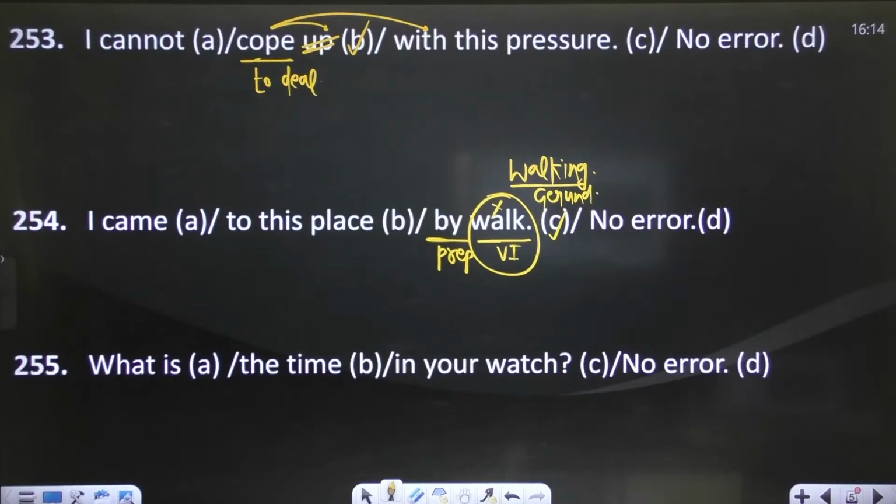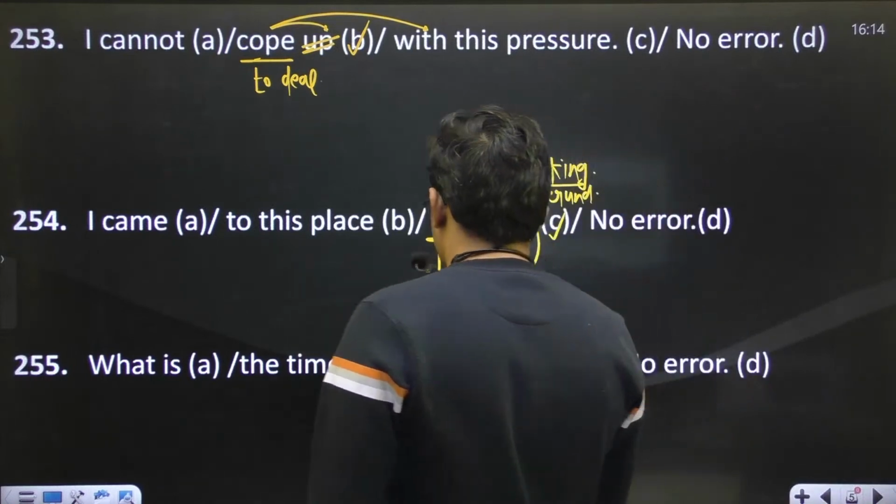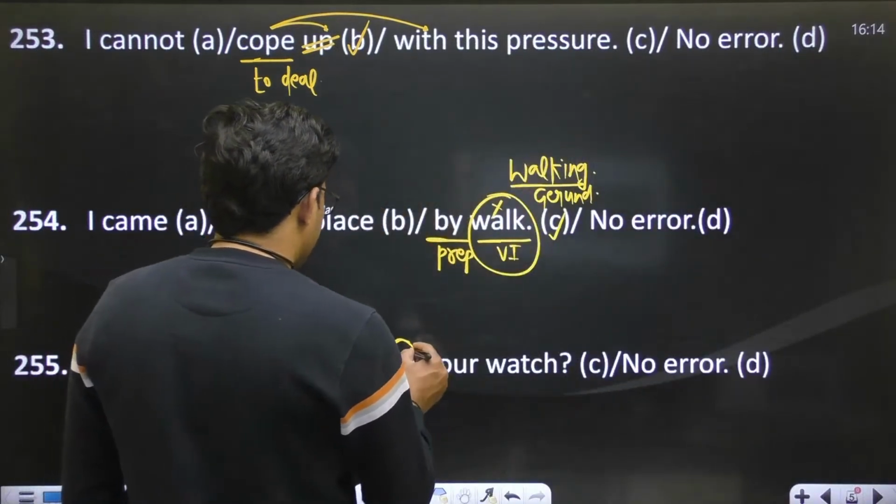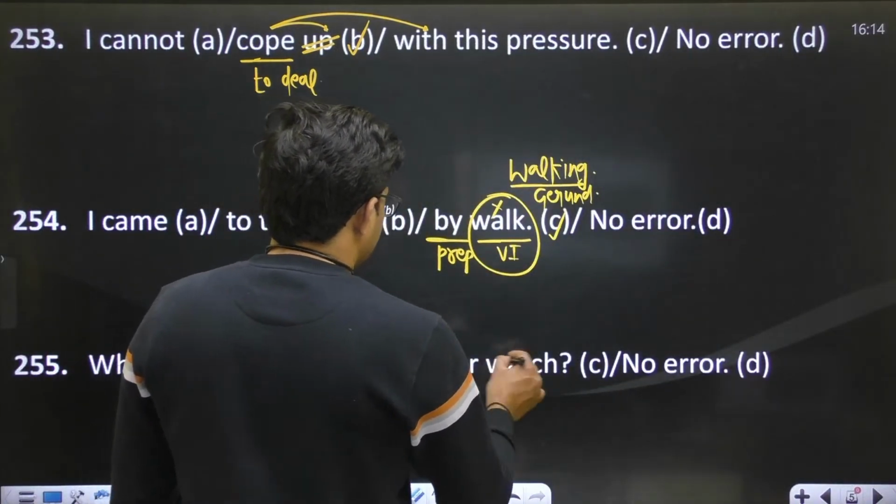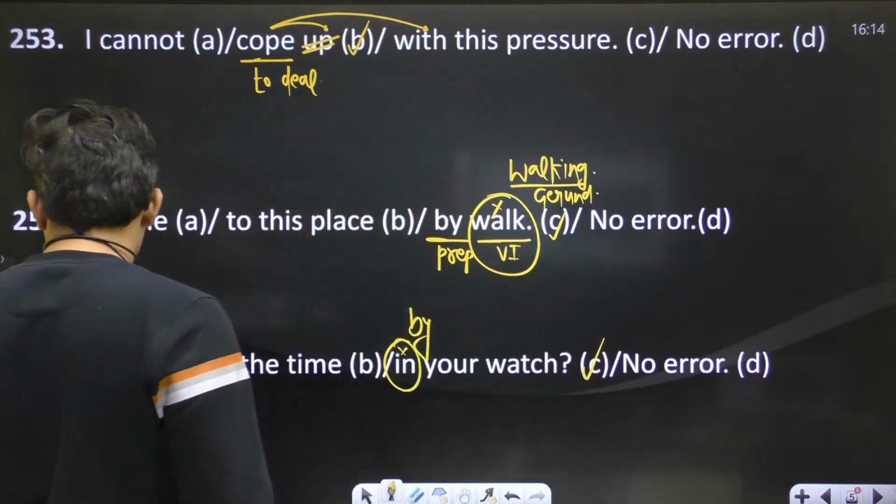This is also a phrase, and we usually speak like, what is the time by your watch? What is the time by your watch? We use the preposition by here, right? Not in your watch, by your watch. Option C is the right answer.